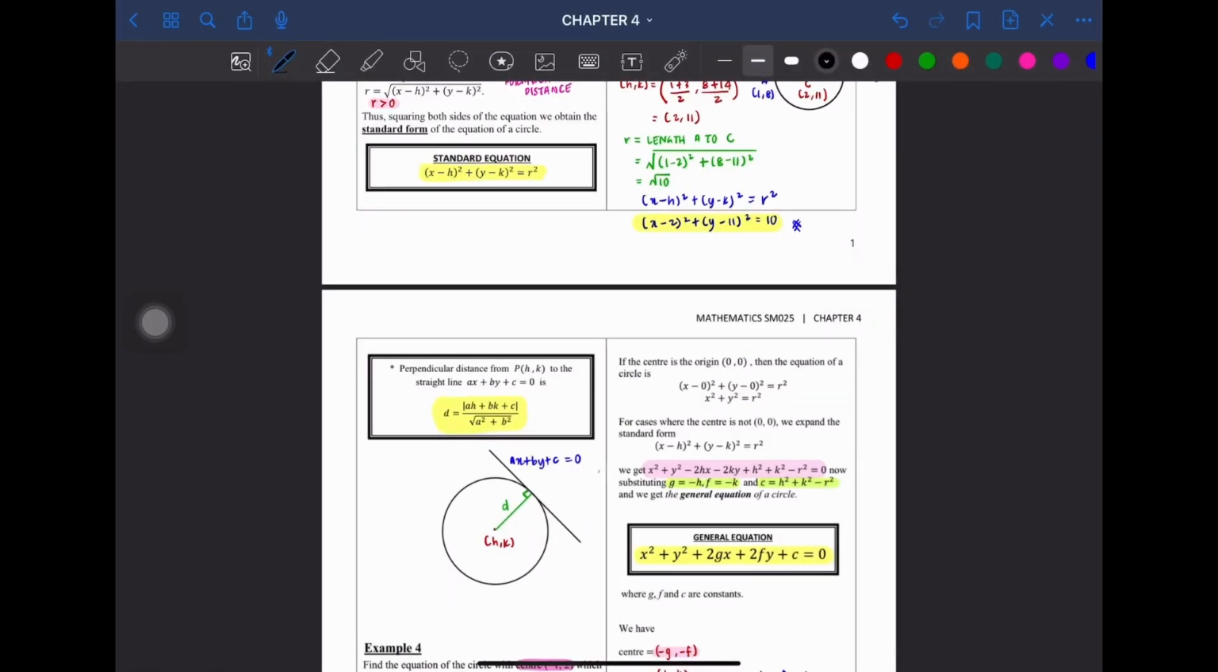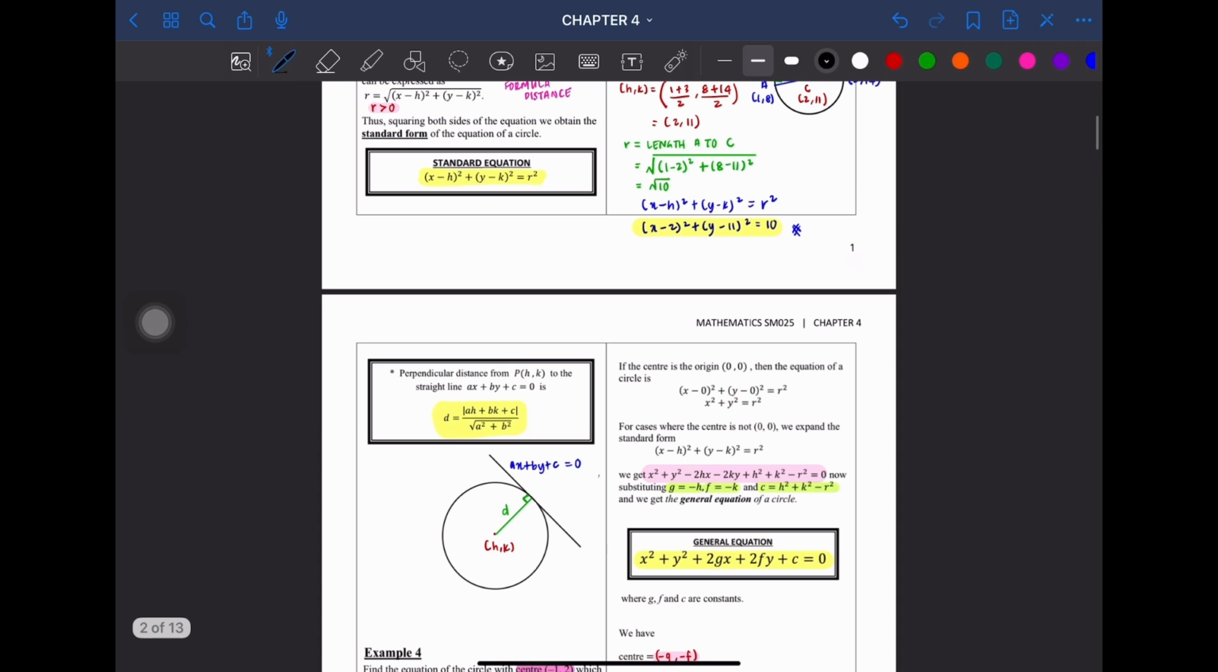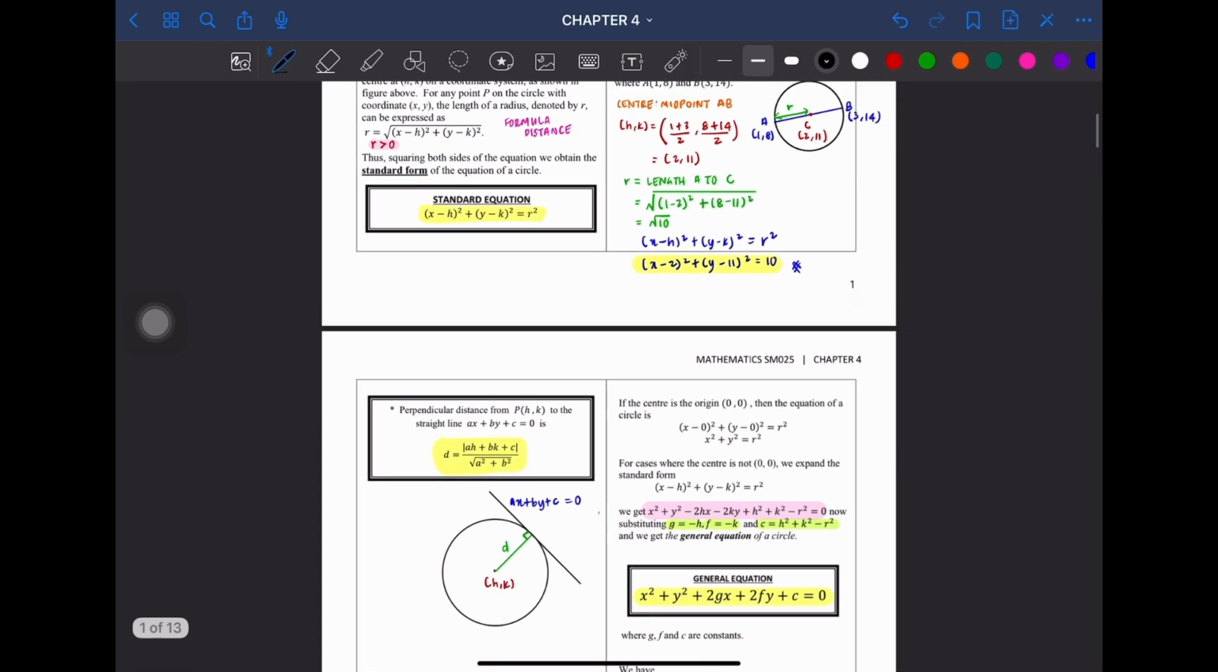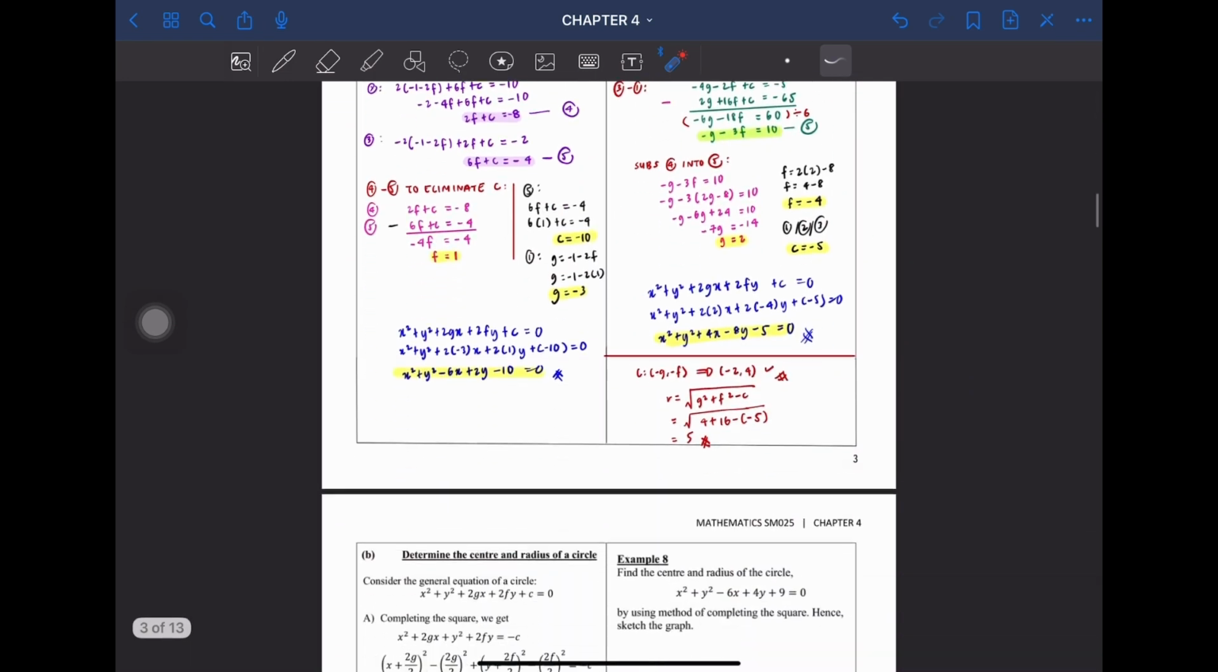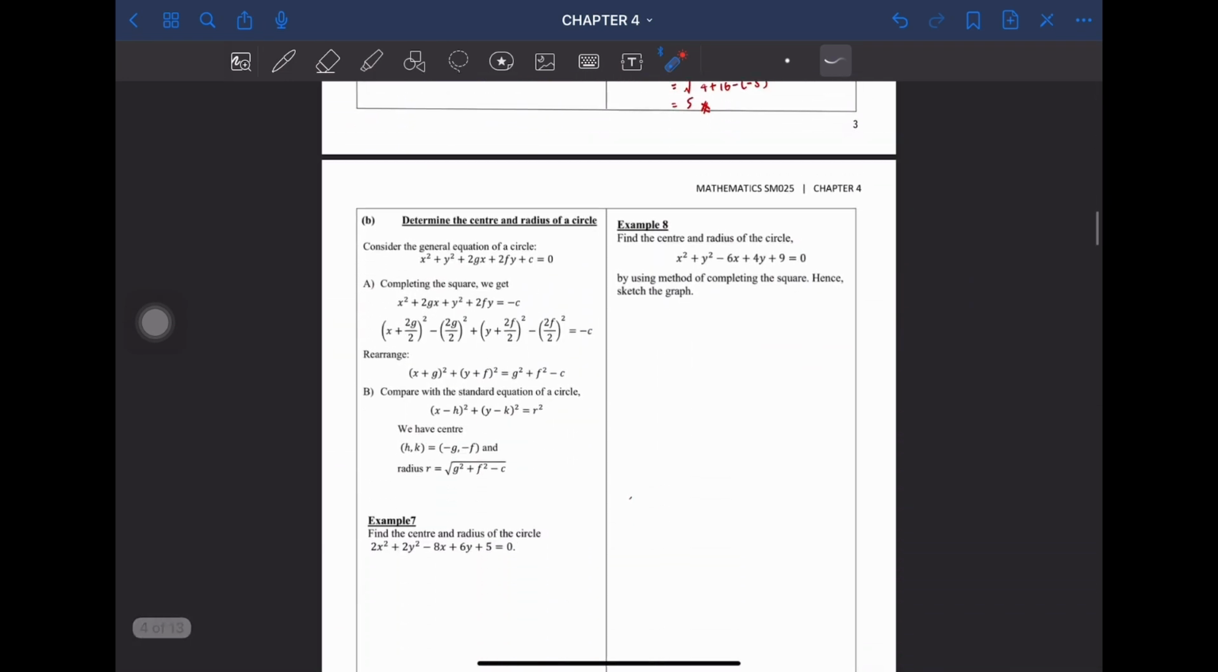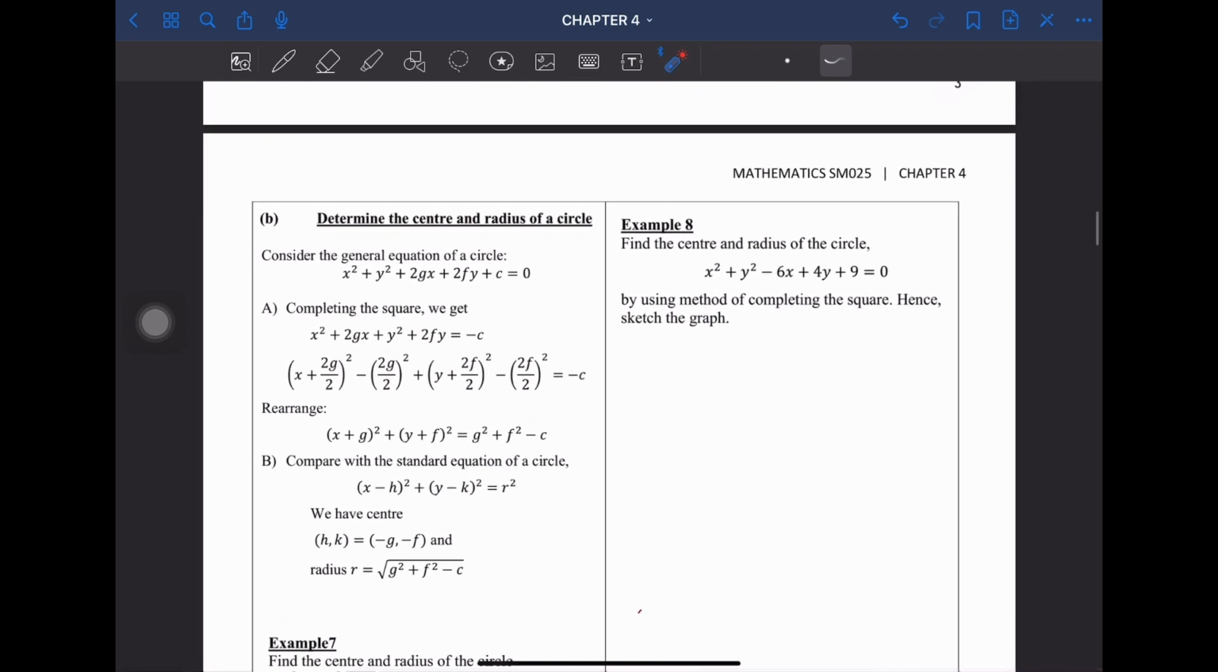Okay, so today I will continue with chapter 4.1 circle. Remember that before this we have learned to find the standard and also the general equation of the circle, given that we have the information of the radius and the center of the circle. But for today's lecture we're gonna do the other way around, which is we will be given the equation of the circle and we have to find the radius and center of the circle from the equation.